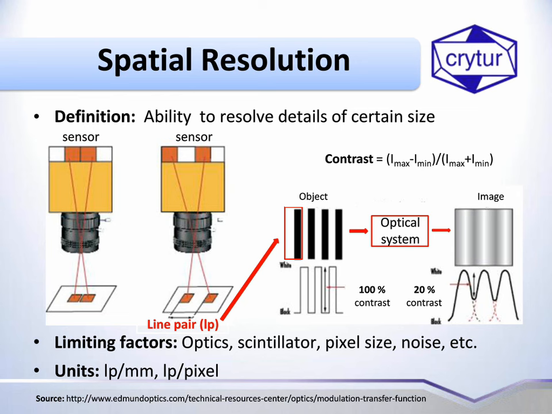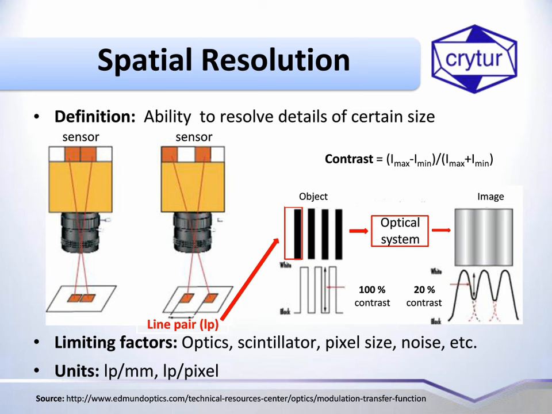So the units are usually line pairs per millimeter. So you need some line pairs, which is black and white paired together, and the number of line pairs per millimeter tells you what the resolution of the system is. You can also use different units, such as microns, which is in the spatial domain, which we are actually used to.